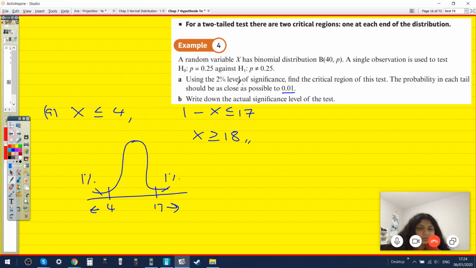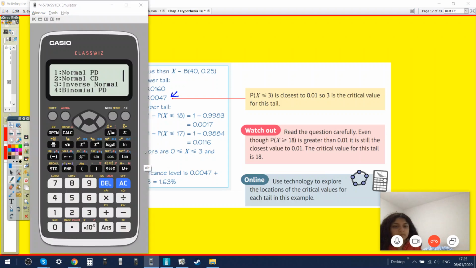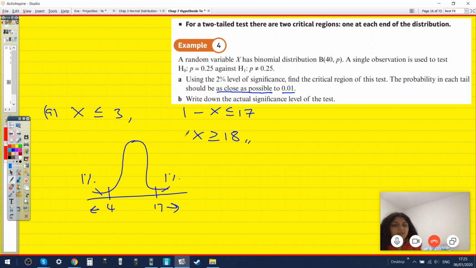Well, if it tells you to... This question said as close as possible. So this is the one that I don't like. I've never seen one like that. Let me just see. The other one was 18. Yes, 18 to 40, I suppose. Okay, I understand.